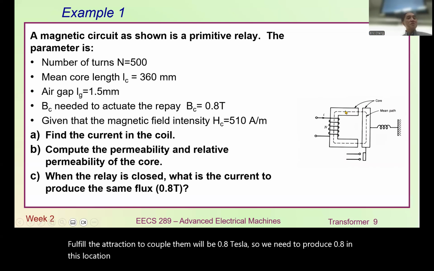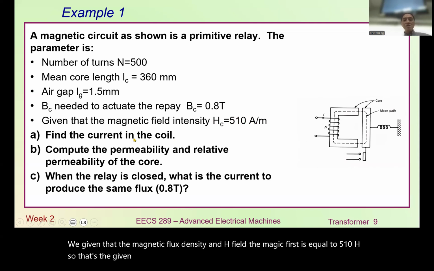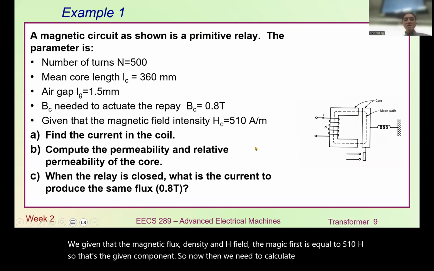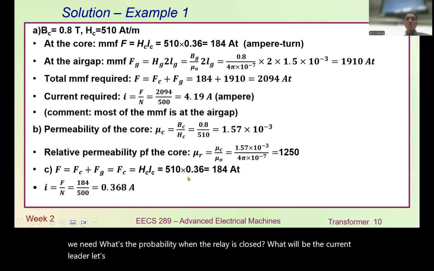So that's the requirement. We are given the magnetic flux density, the H field, which is equal to 510 AH. So that's the given component. Now we need to calculate what kind of current will be needed, and what the permeability is, when the relay is closed, what the current needed will be. Let's do a simple example to see.